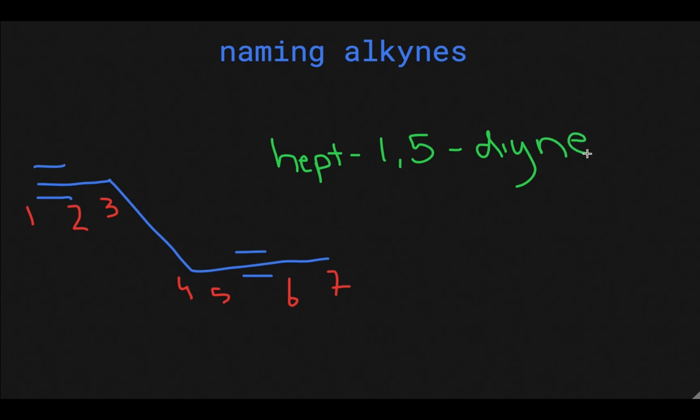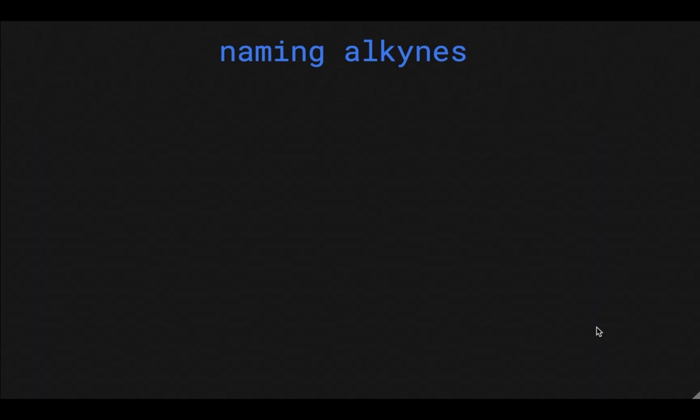So another way you could do this is by having the numbers in front of the name. So in that case, that would be 1,5-hept, and then di-yne. So in this case, there isn't a really good flow when you say heptdiyne, so you're supposed to add an a in between the prefix and the ending, so it becomes 1,5-heptadiyne, and that just has a better ring to it. Okay, let's move on to our fourth example.